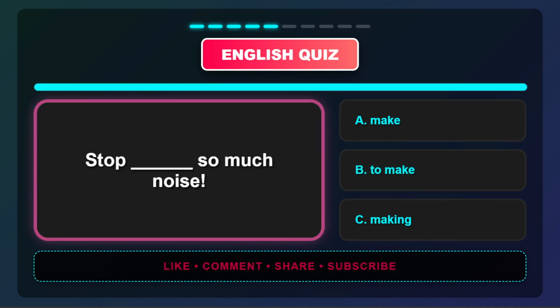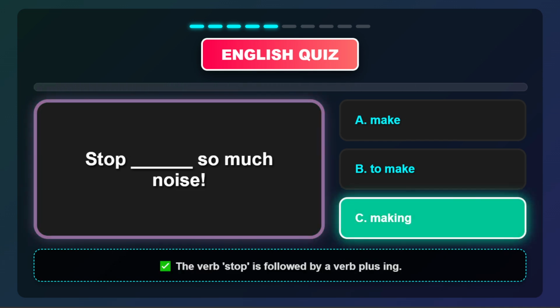Question 5. Stop. A. Make, B. To make, or C. Making noise. Correct answer is C. Making. The verb stop is followed by a verb plus ing.